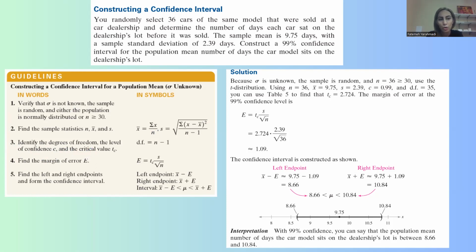Very good. So what is the degrees of freedom? Degrees of freedom is n minus 1. n is 36, so 36 minus 1 is going to be 35. The degrees of freedom is 35. What is the confidence level? The level of confidence is 99%. Now we need to find T sub C. In the solution, you see T sub C is 2.724. But how do we calculate that? Let's take a look at our calculator.